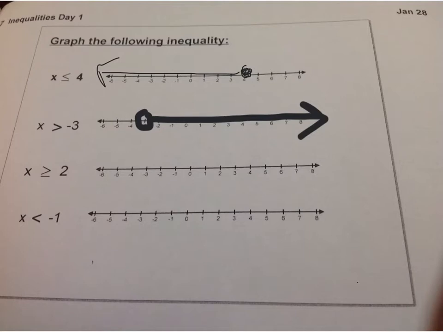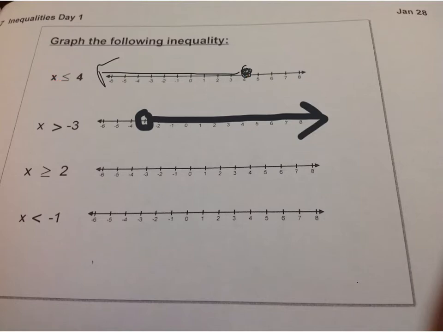Since there is no line under our inequality sign like there was here, we do not fill in our bubble, so there should be a big open space there because x cannot be negative 3. It has to be larger than negative 3. So we don't fill it in. Notice here, because it was less than or equal to, we did fill it in.